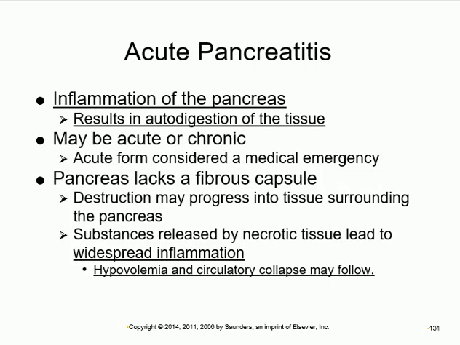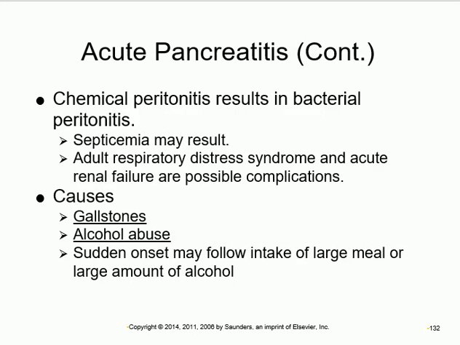Acute pancreatitis, acute inflammation of the pancreas. The most frequent reason is that the enzymes that are supposed to leave the pancreas don't leave it. They start to erode the pancreas itself, or to digest the pancreas itself. And it can cause hypovolemia and syncope because of that.